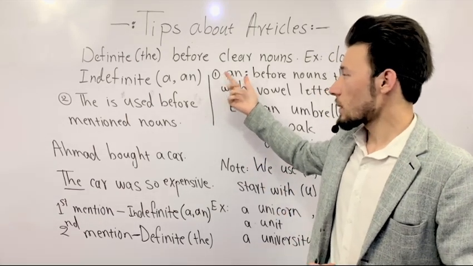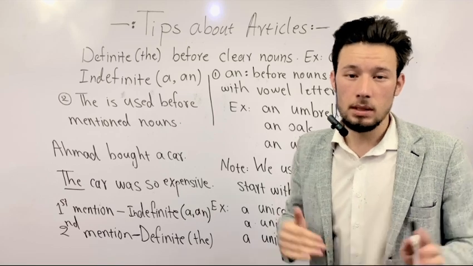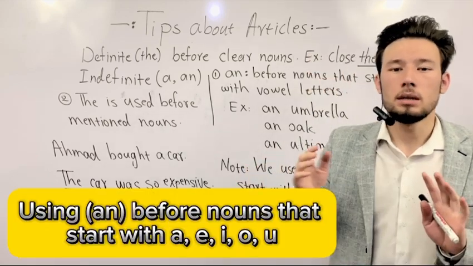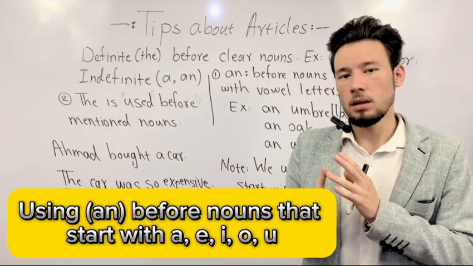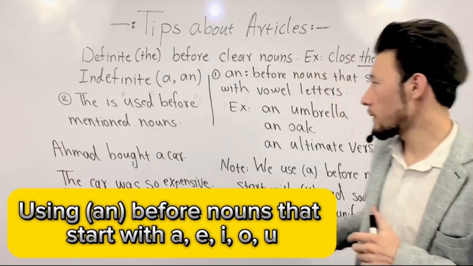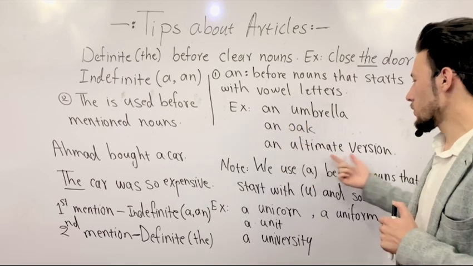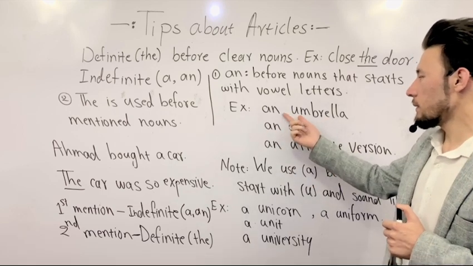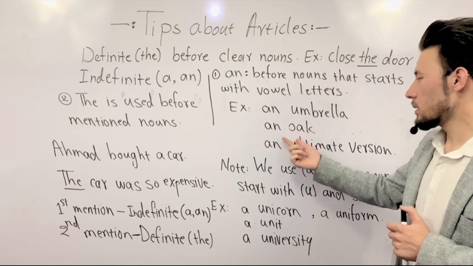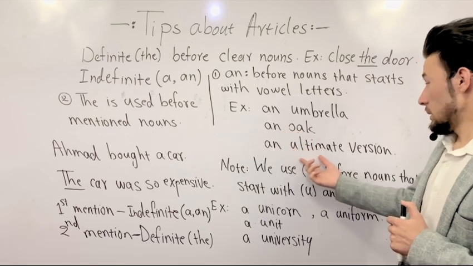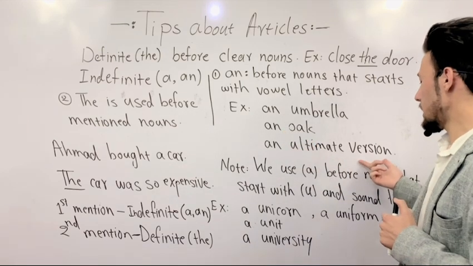The indefinite article "an" is used before nouns that start with the vowel letters a, e, i, o, and u. And here we have the examples: an umbrella, an oak, an ultimate version. This noun starts with a vowel letter. This noun also starts with a vowel letter. And here we have a combination of adjective and noun.